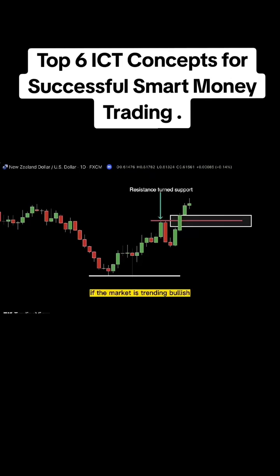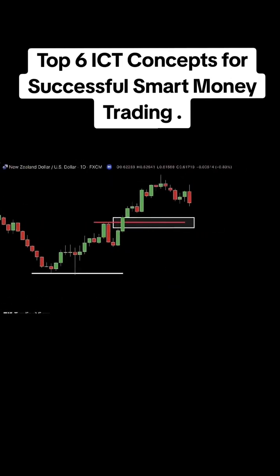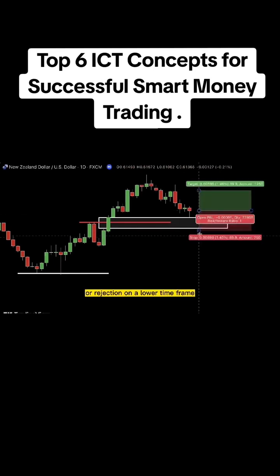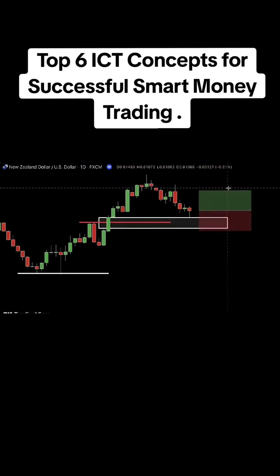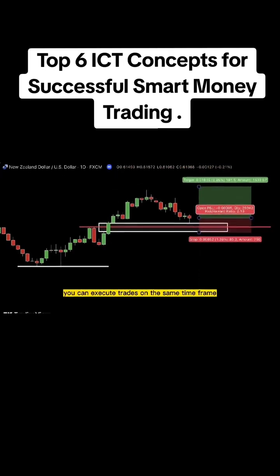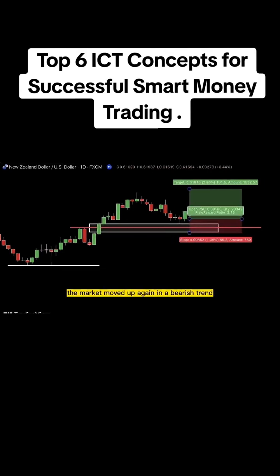If the market is trending bullish, wait for the price to retrace and test the fair value gap. When the price retraces and touches this gap, look for additional confirmation, such as a market structure shift or rejection on a lower time frame, before entering a buy trade. On higher time frames, such as the daily, you can execute trades on the same time frame. As you can see here, after the formation of a pin bar that was rejected from the fair value gap, the market moved up again.